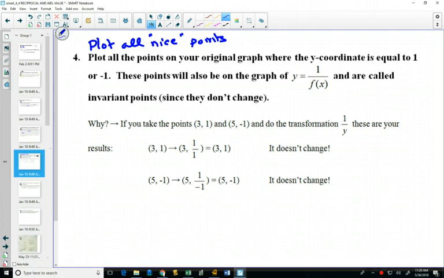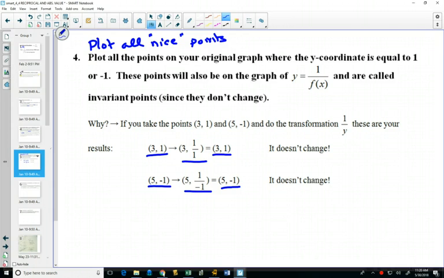If you have a point where the y value is 1 or the y value is -1, what happens when I change 3, 1 to 1 over 1? It doesn't change. What happens when I change 5, -1 to 5, 1 over -1? It also doesn't change. Those are nice points.